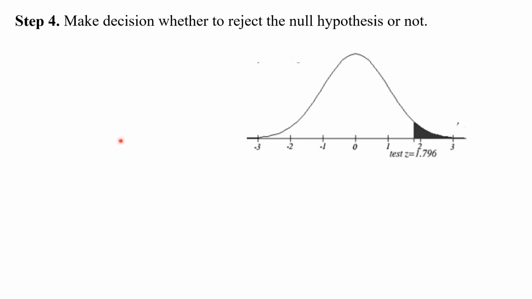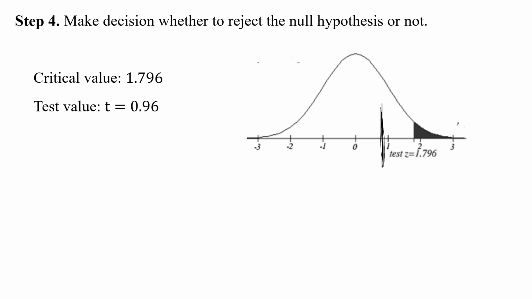Step 4, make decision whether to reject the null hypothesis or not. Yung critical value natin kanina is positive 1.796. Kaya siya yung nandyan sa right side ng ating normal curve. Then, yung ating test value is 0.96. Kung ipo-plot natin yan dito sa ating normal curve, dito lang siya naglalay. Hindi siya tumama doon sa rejection region natin.